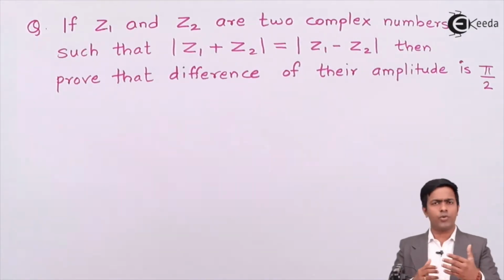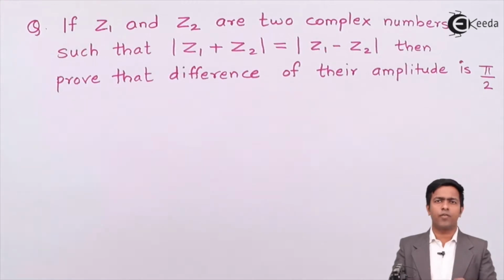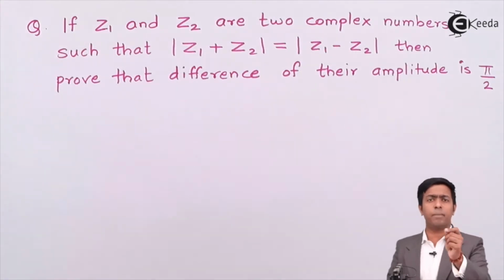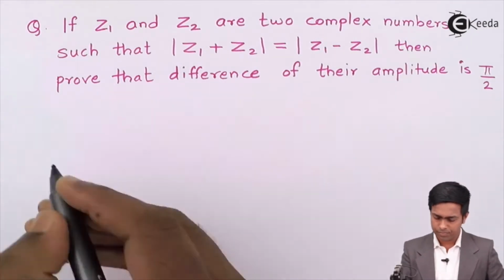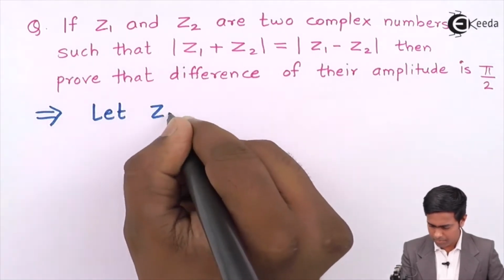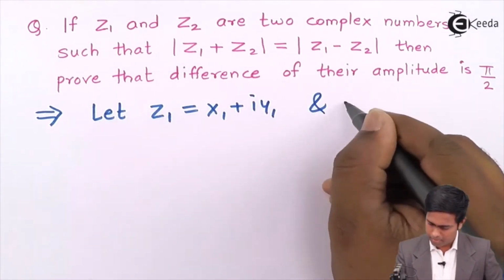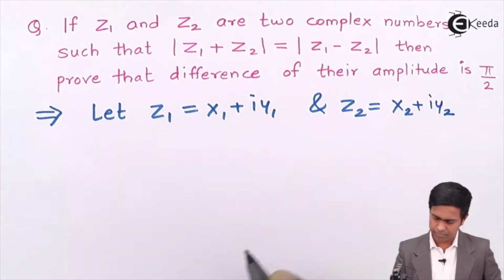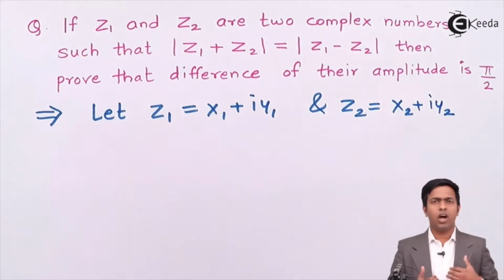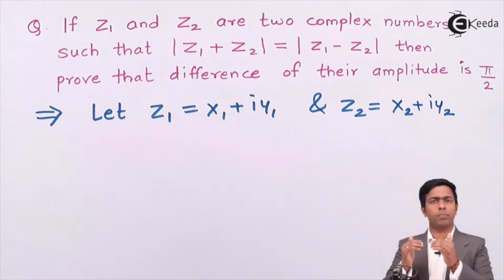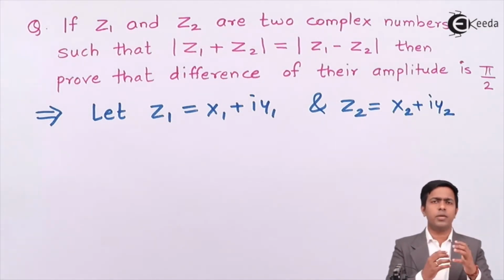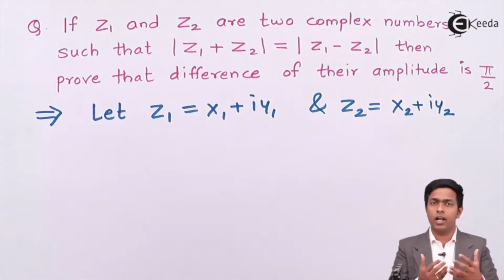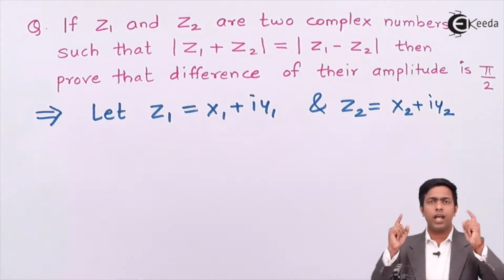So guys, to prove this result, first of all we'll assume two complex numbers z1 as x1 plus iy1 and z2 as x2 plus iy2. Now to find the difference between their amplitude and to prove that it is equal to pi by 2, we'll first solve the given condition, because from the given condition we might get some equation which will be helpful to prove that the difference of the amplitude is pi by 2.